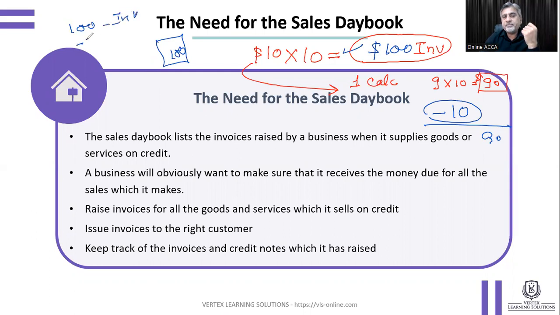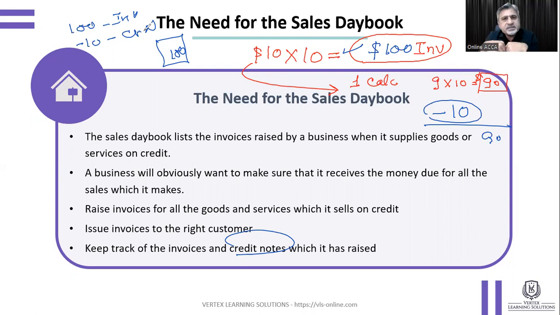Now, if I want to make minus 10, there should again be a document, and that document will be called credit note. That document will be called credit note to decrease the receivable. So remember, you do have credit notes and you have debit notes. The purpose of credit notes and debit notes is to adjust the amount between customers and suppliers when you need to adjust the amount for some reason.